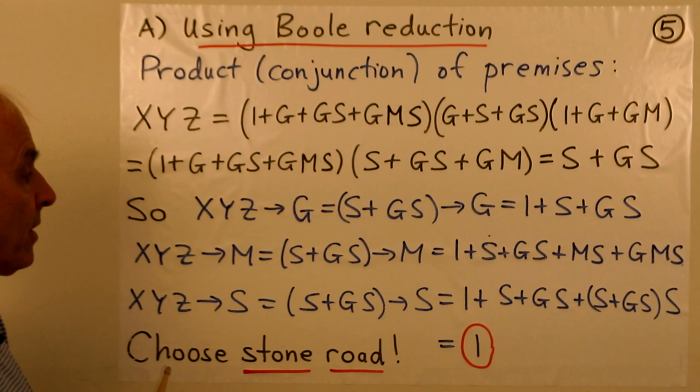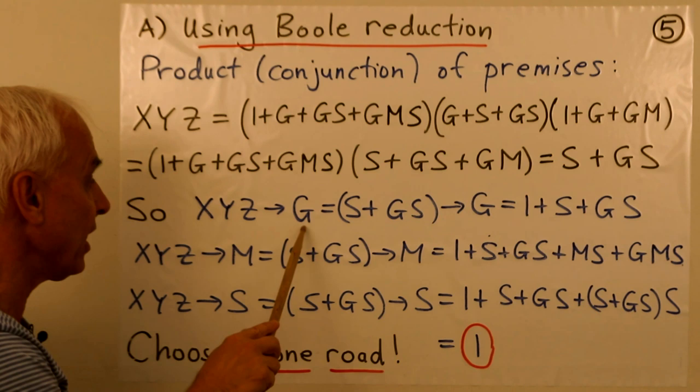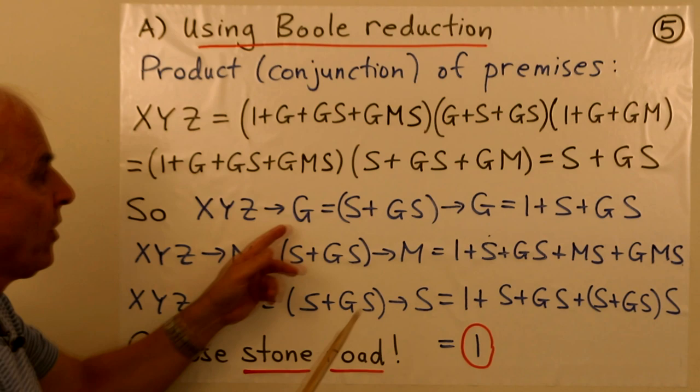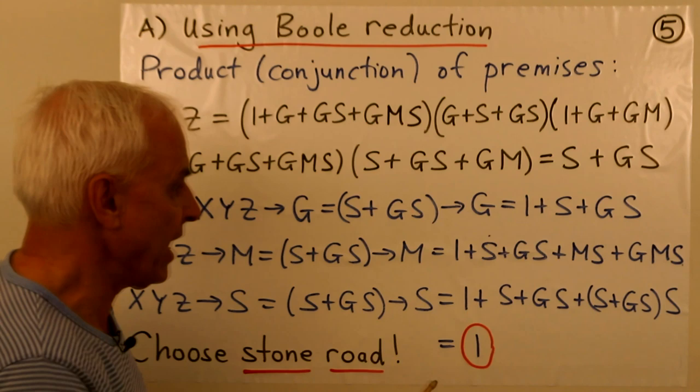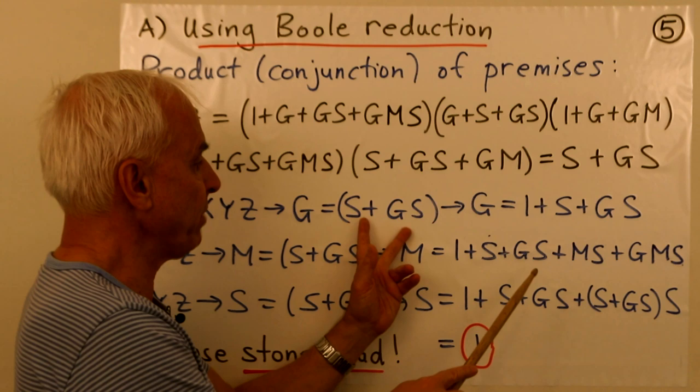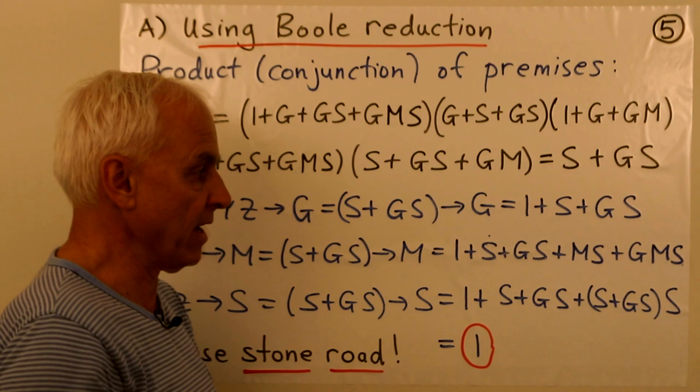And so the three possibilities that we're interested in are perhaps the product of the premises implies G. So then we should look at this expression, X, Y, Z implies G. So that's S plus GS implies G. And then we express that as a Boole polynomial. So it's 1 plus the first term, S plus GS, plus the product. And when you take the product, you get an SG and another SG, so they cancel. So the result of that is just 1 plus S plus GS.